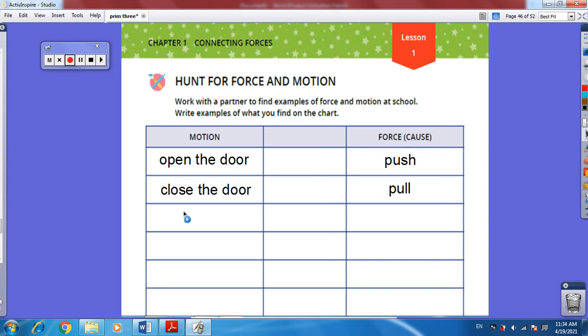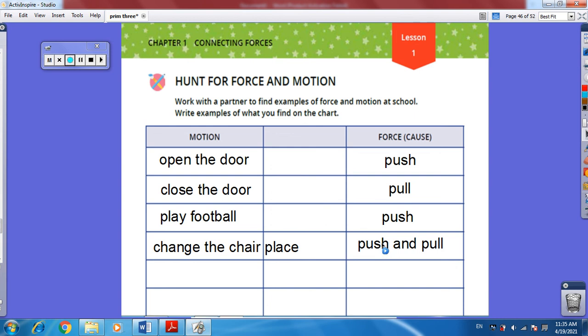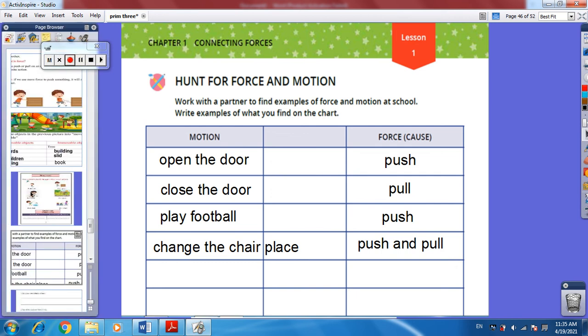Okay. Number 3, when we go to a PE session, we play football. What type of force when we play football, push or pull? Push the ball to make a goal. Okay? The last example, change the chair place in the class, and the force is push and pull. Okay? I want other examples. Write them in the table and send this picture on Edmodo.